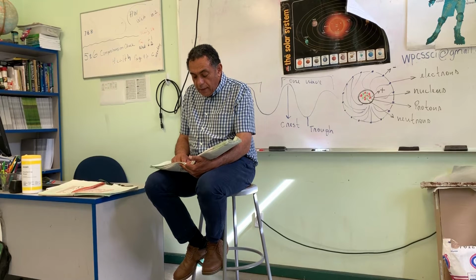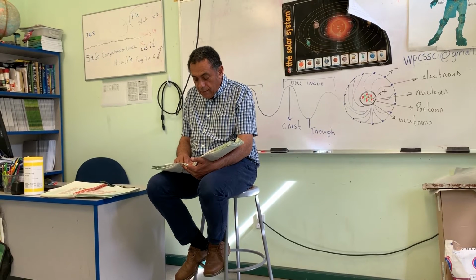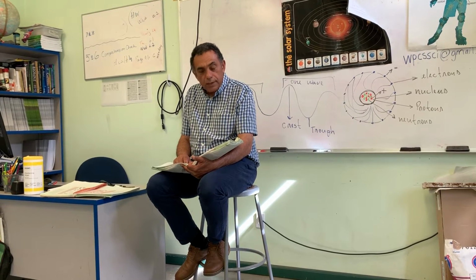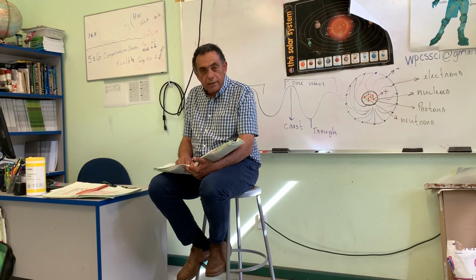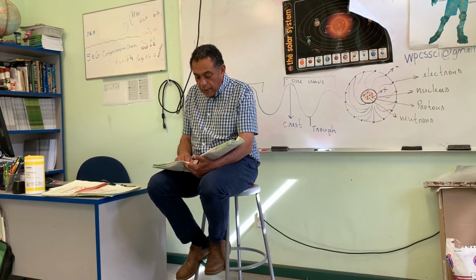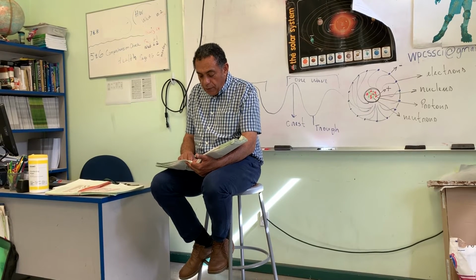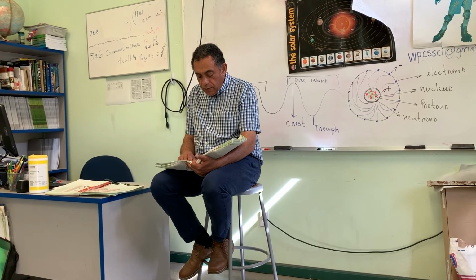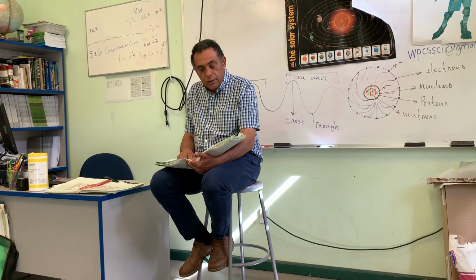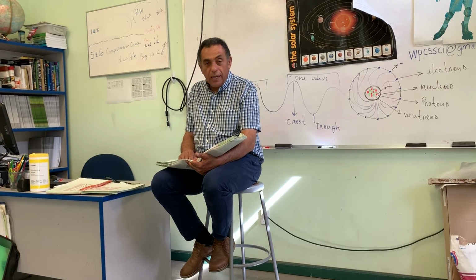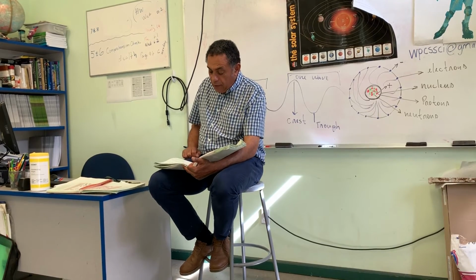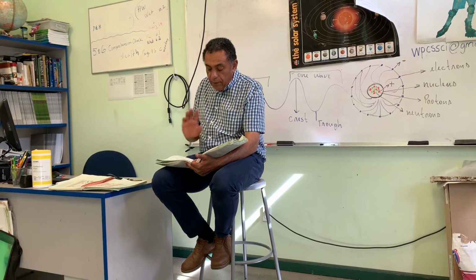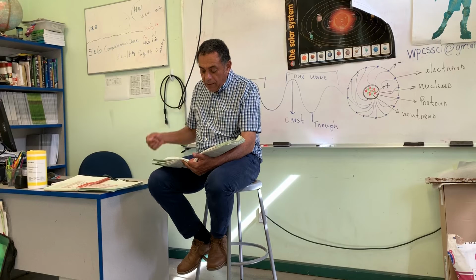Repeat with me. Calcium is Ca. Phosphorus is P. Chloride, Cl. Potassium, K. Sulfur, S. Sodium, Na. Magnesium, Mg. Iron, Fe. And zinc, Zn. So these are very important because our body is made of those.